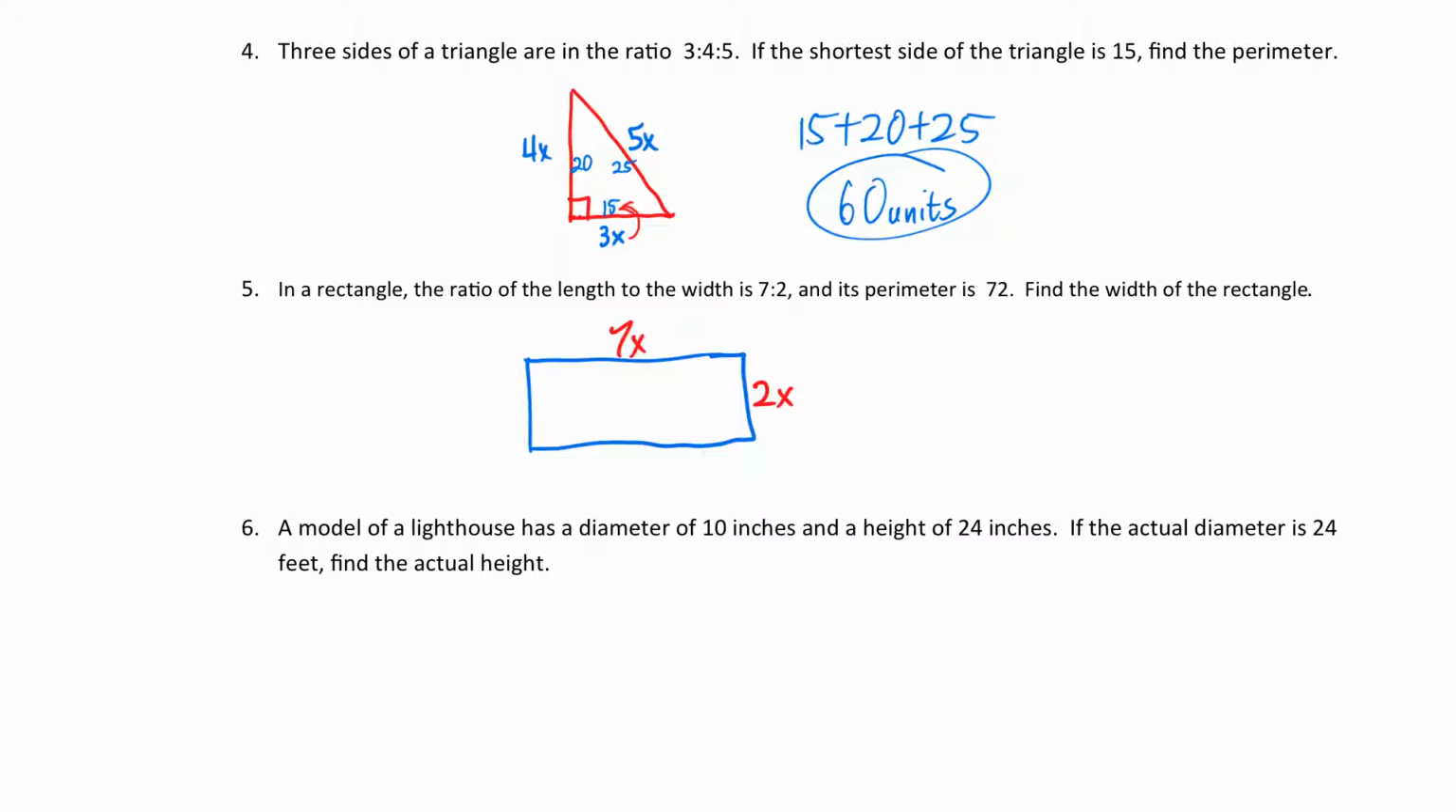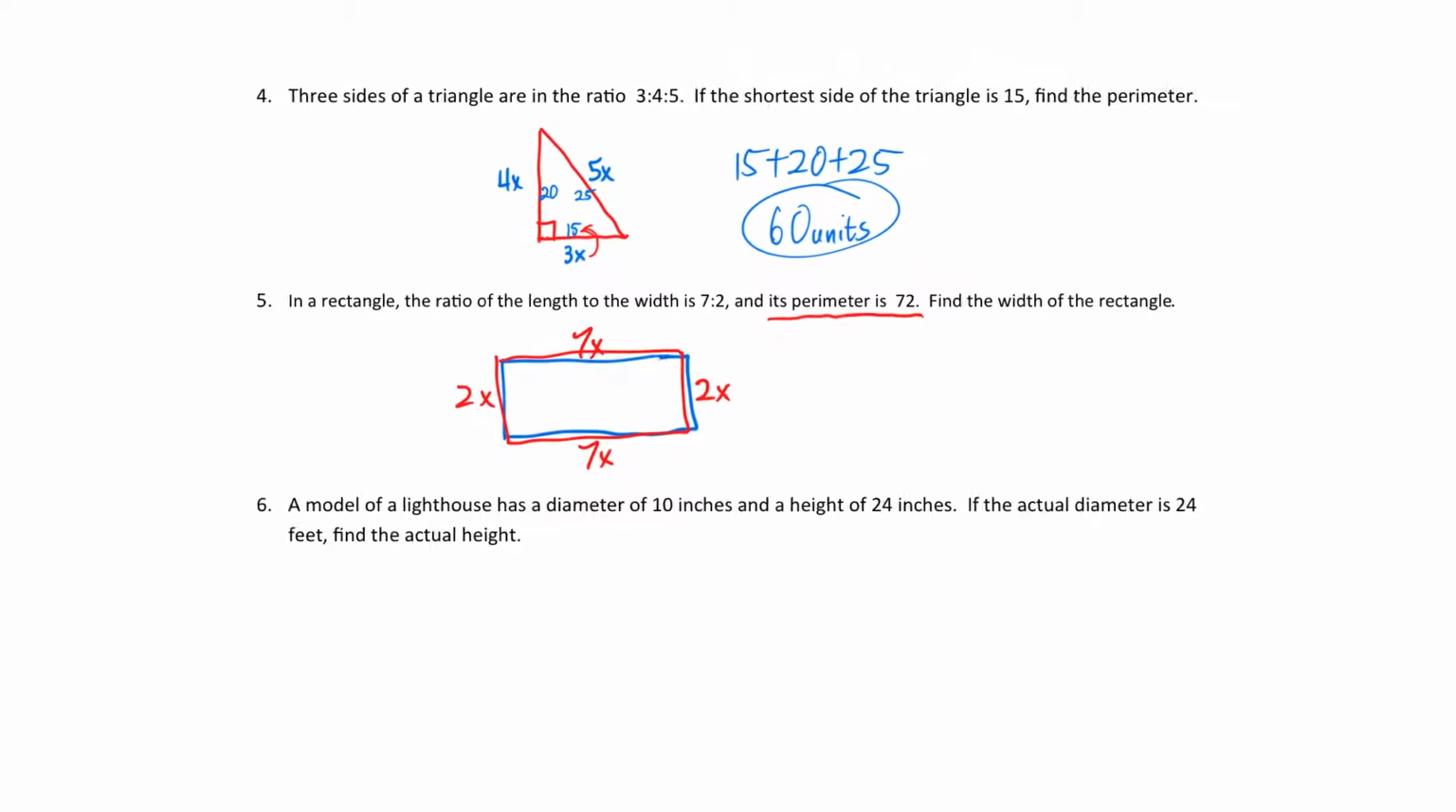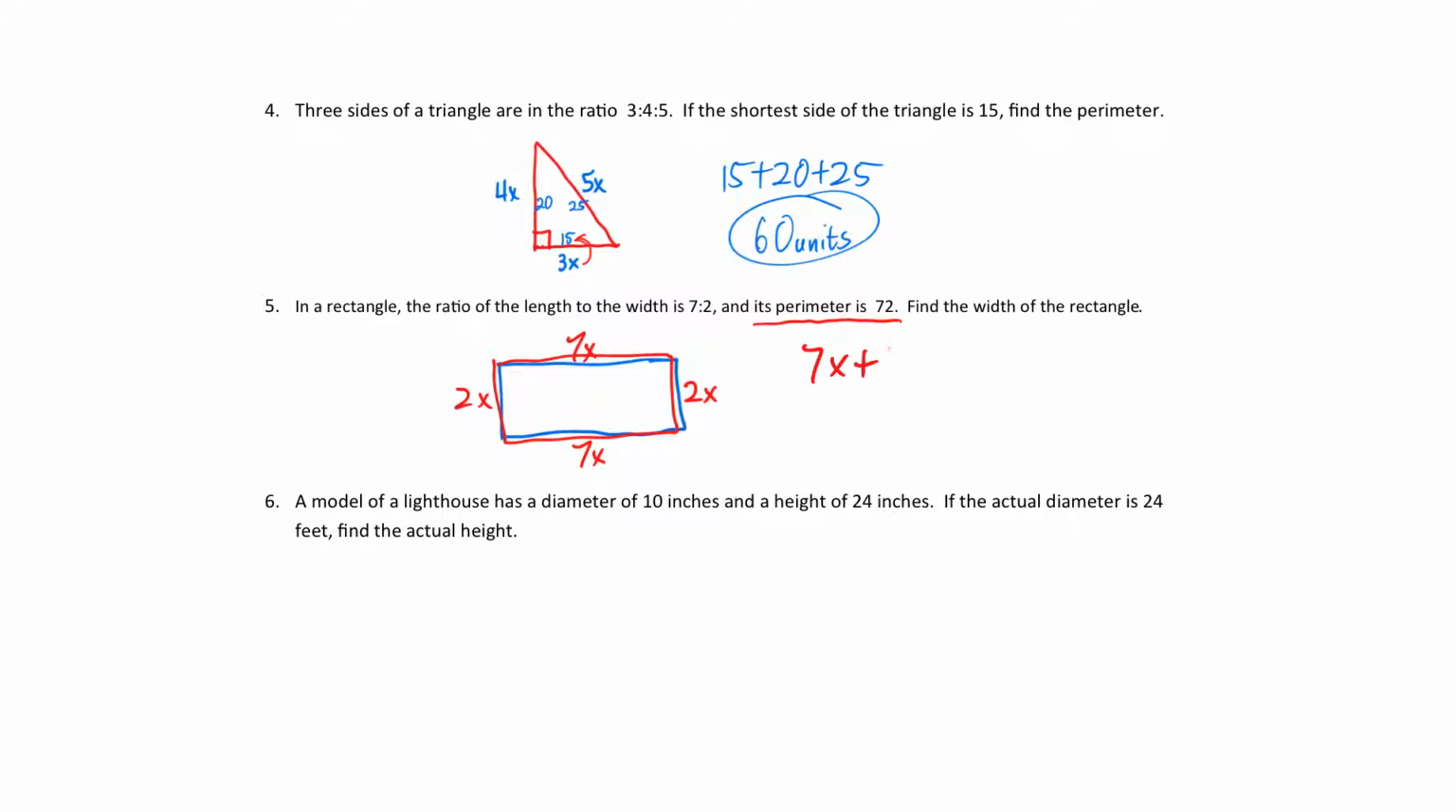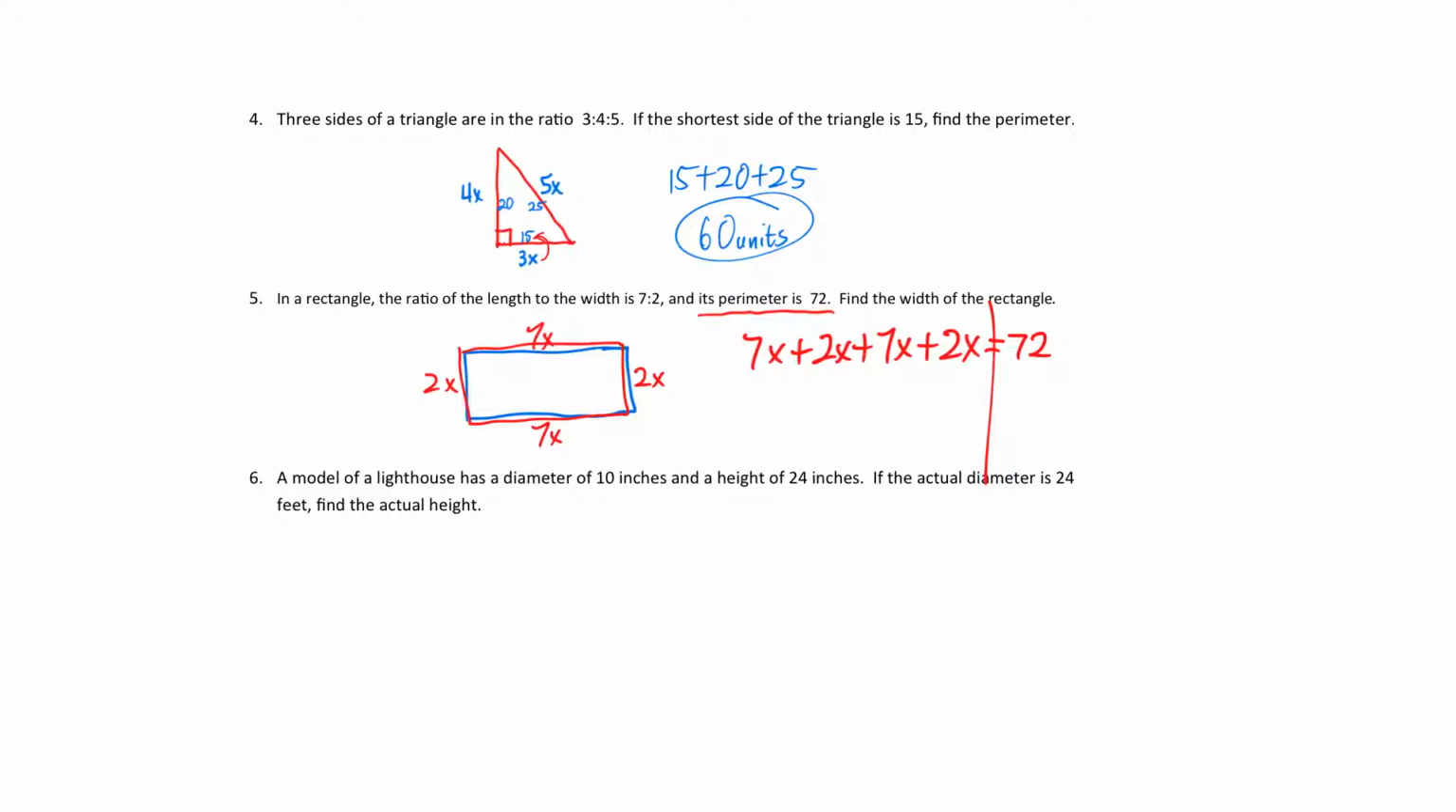Now, this says that the perimeter is 72. So what does the perimeter mean? It means all of the sides together, so I need to think about all of these sides. Since it's a rectangle, the opposite sides are congruent to each other. So 7x, 7x, 2x, and 2x. The perimeter is going all the way around, so I'm adding all those up: 7x plus 2x plus 7x plus 2x equals 72. So 18x equals 72. Divided by 18, x equals what?